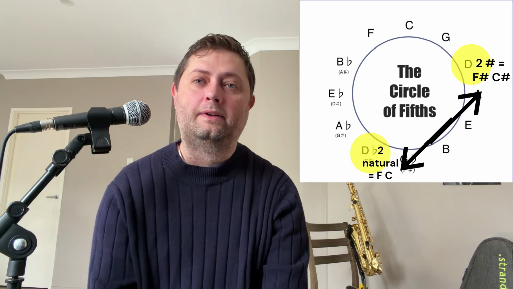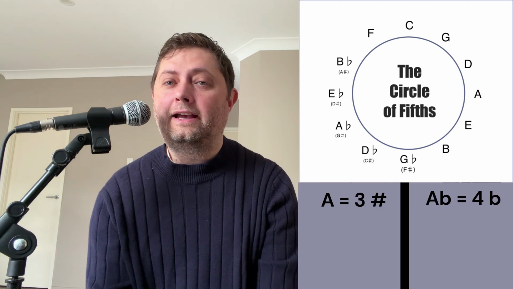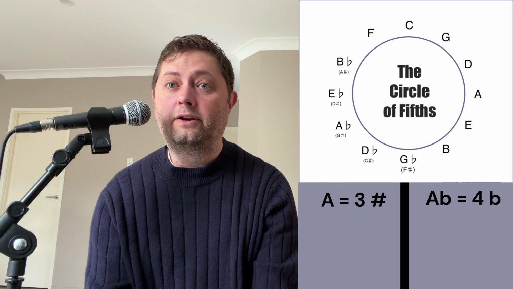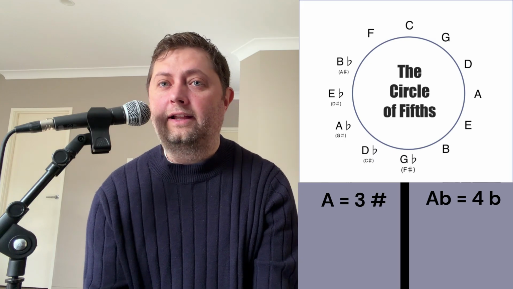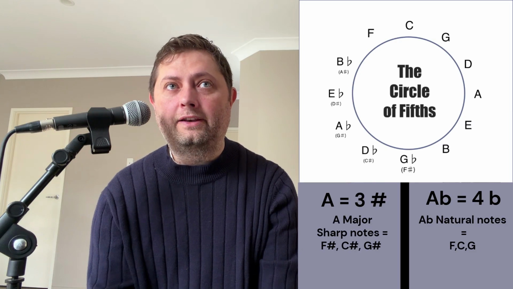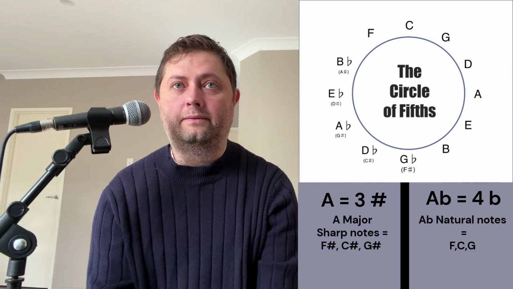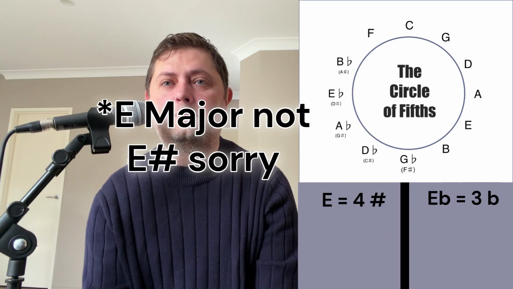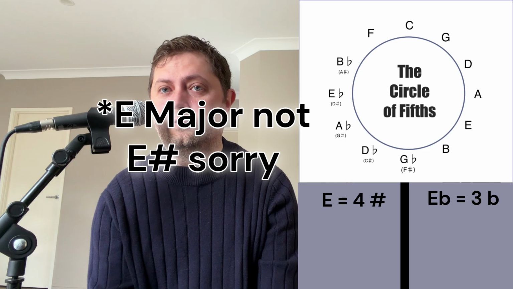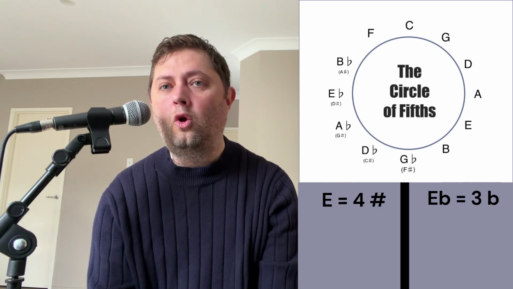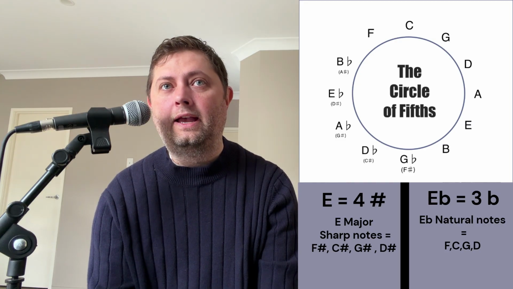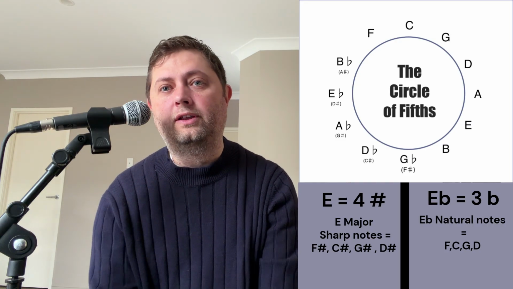F and C. A. A has 3 sharps. Let's think about A flat. Well, 7 minus 3 is 4. A flat's going to have 4 flats. What are the 3 natural notes in A flat? F, C, and G. Let's go one more. E. E has 4 sharps. So E flat must then have 3 flats. What are the natural notes in E flat? F, C, G, and D. It's a really cool relationship.